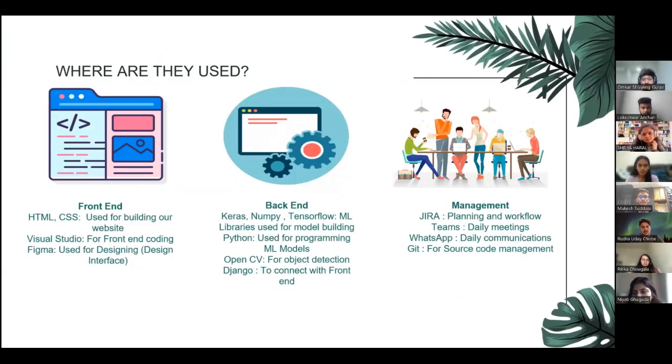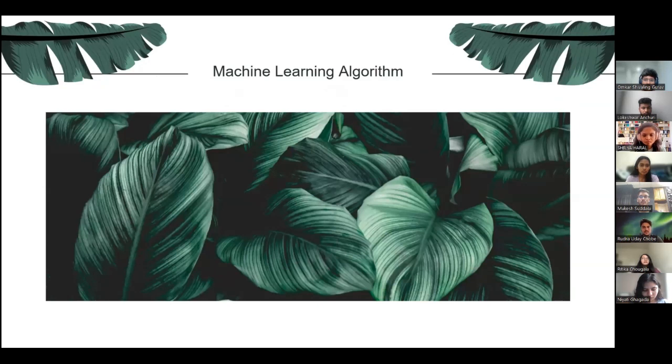We have used this in three major aspects, that is front end, back end, and management. For front end, we have used HTML, CSS for building our website, Visual Studio for front end coding, Figma for designing. For back end, we have used Python, Keras, NumPy, TensorFlow for all the machine learning activities, OpenCV for object detection, Django to connect with the front end. And for management tools, we have used Jira, Microsoft Teams for daily meetings, WhatsApp for daily communications, and Git for source management of the code.